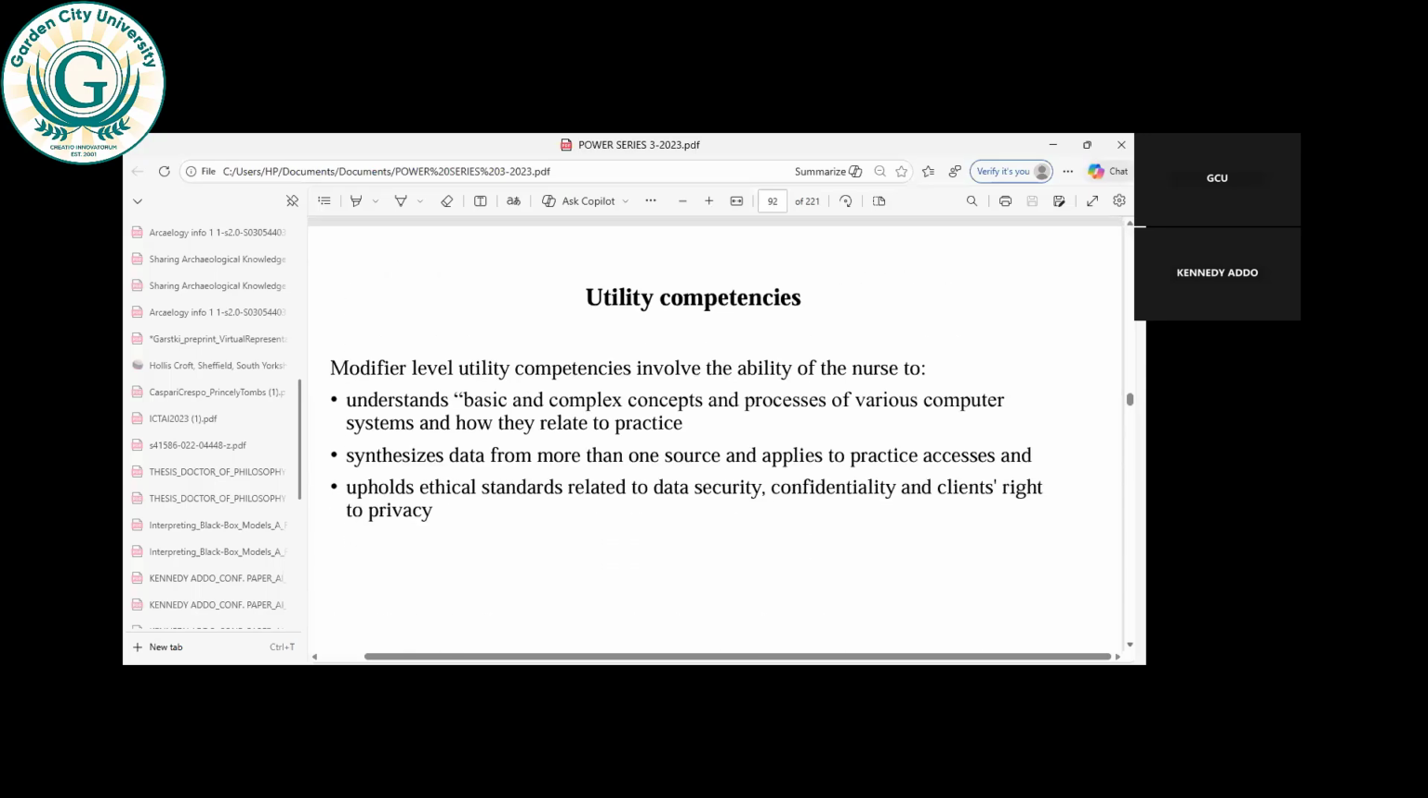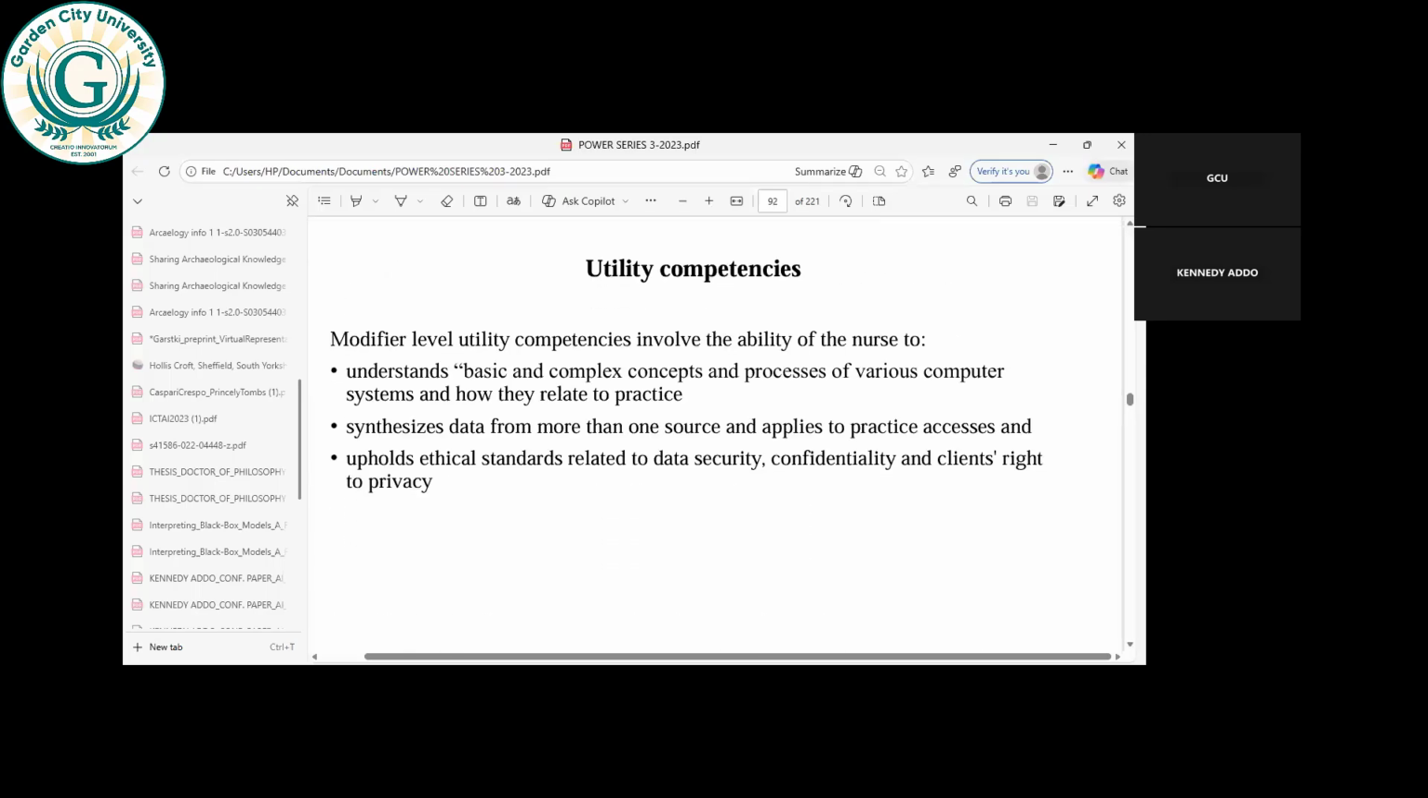Then utility. You should understand basic and complex concepts and processes of various computer systems and how they relate to practice. So you should be able to know the basic features of the computer, its applications, and the complexities or issues of incompatibilities that may come with decision making. You should be able to identify all of them. Then synthesize information from more than one source.